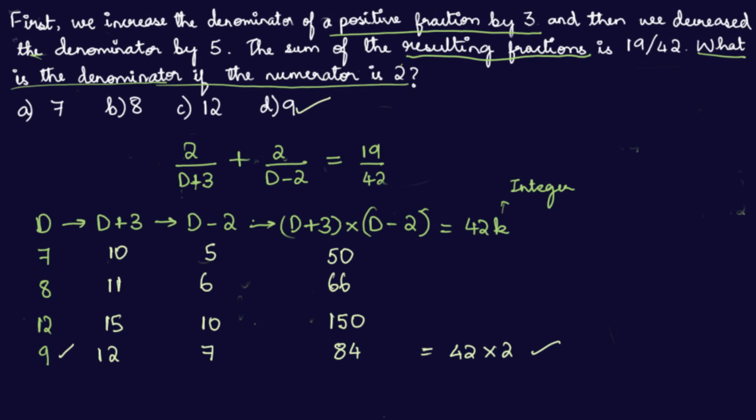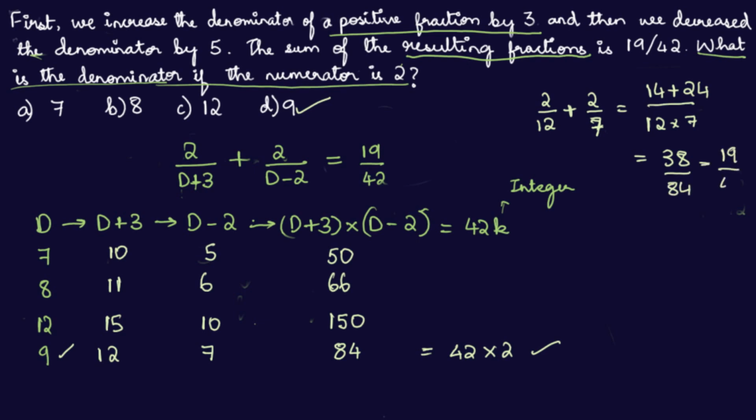So let's check our answer. Here the fraction is 2 by d plus 3, which is 2 by 12, plus 2 by 7, which should be equal to 19 by 42, right? So I'll take 12 times 7: 2 times 7 is 14, 2 times 12 is 24. This is 38 by 84. I can divide both the numerator and the denominator by 2 to get 19 by 42. So yes, d is 9, which is indeed our answer.